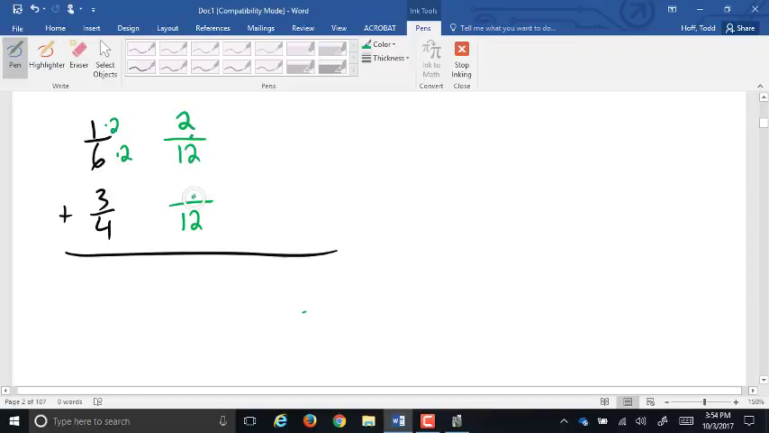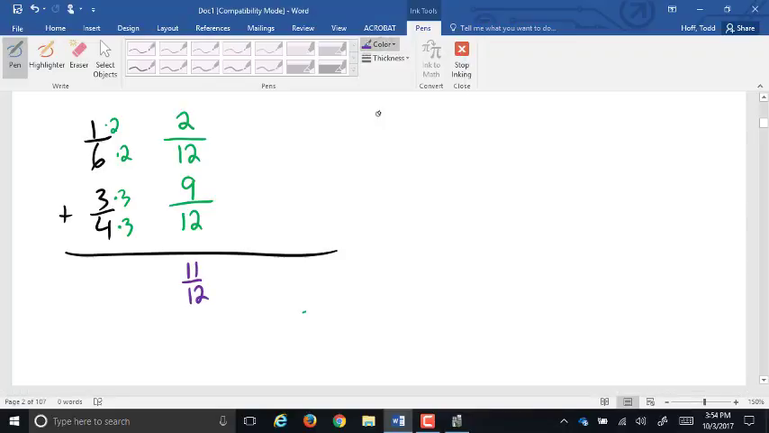What's this going to become here? Careful. There you go. 4 times 3 makes 12. 3 times 3 makes 9. So you have 2 12ths and 9 12ths. That adds to make 11 12ths.